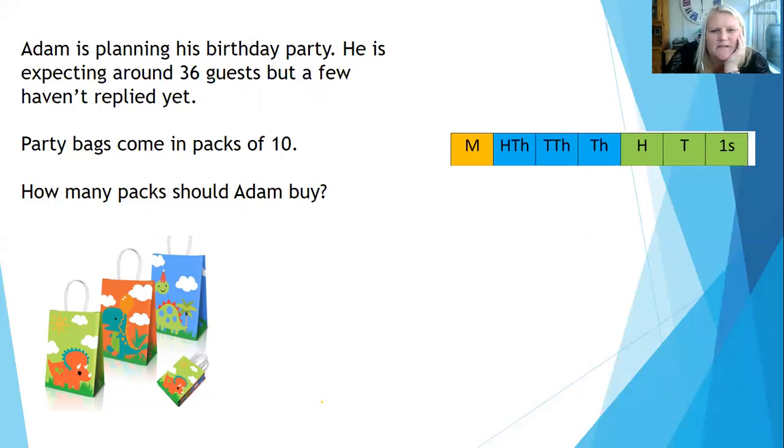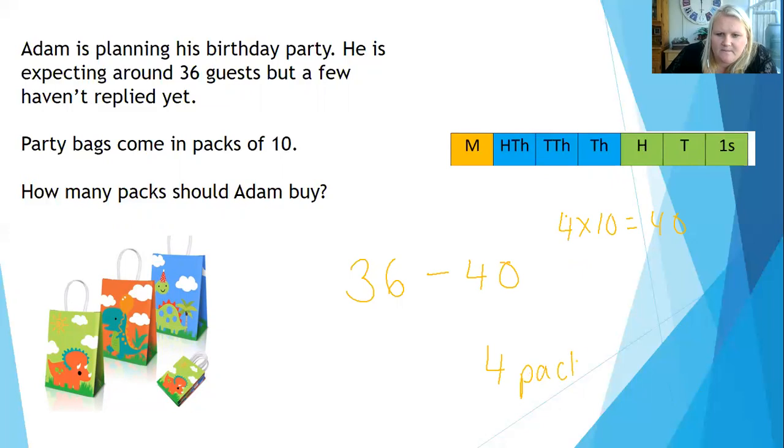So, Adam is planning his birthday party. He is expecting around 36 guests, but a few haven't replied yet. Party bags come in packs of 10. How many should he buy? Okay, so Adam has got 36 guests, roughly, but he hasn't heard from a few, so the number could go up. So if they come in packs of 10, I would say that he'd round up to 40, which means he needs 40 bags, and I know that 4 times 10 equals 40, so he needs to buy 4 packs of 10.